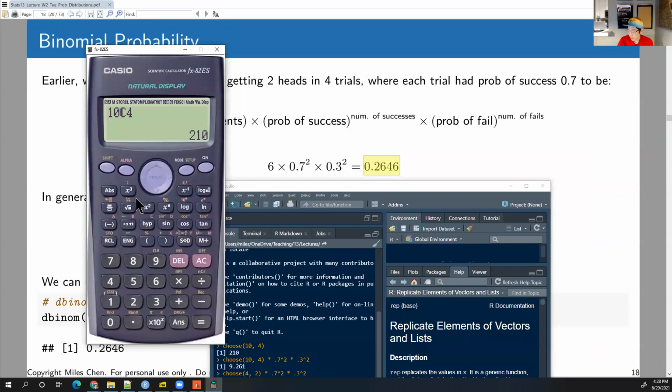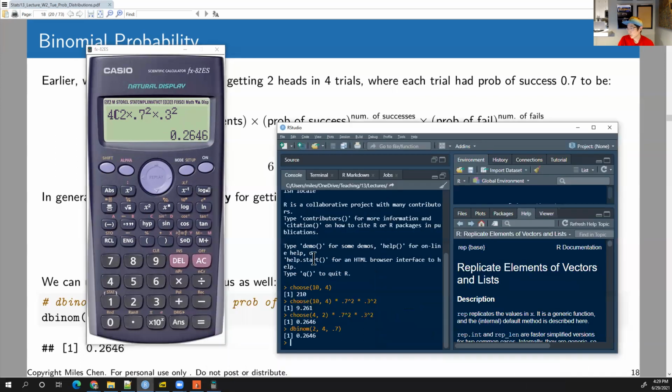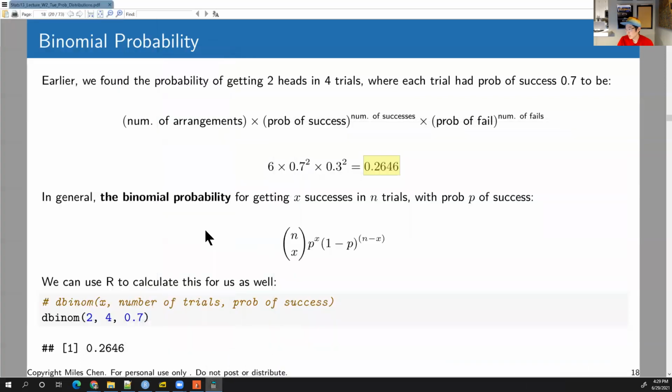Or you can do this as well on the calculator: 10 choose 4 times 0.7 squared times 0.3 squared. I'm doing the same thing again. Not 10 choose 4, I want 4 choose 2. Okay, 4 choose 2, 0.7 squared times 0.3 squared, 0.2646. So I've basically done the same calculation several different ways here, all to show that this is the formula that we're using.